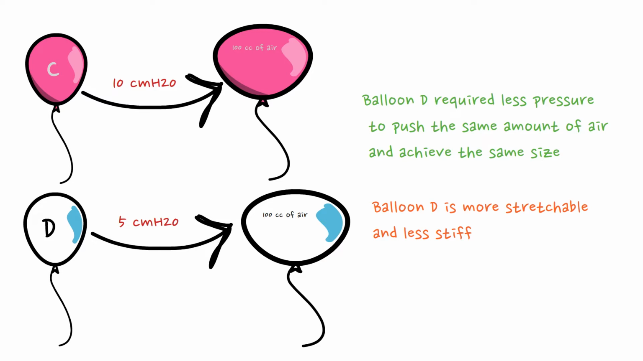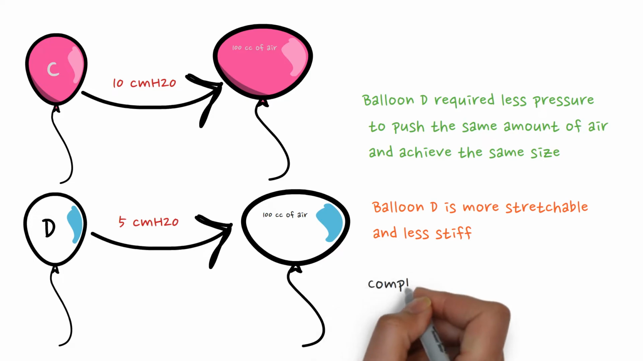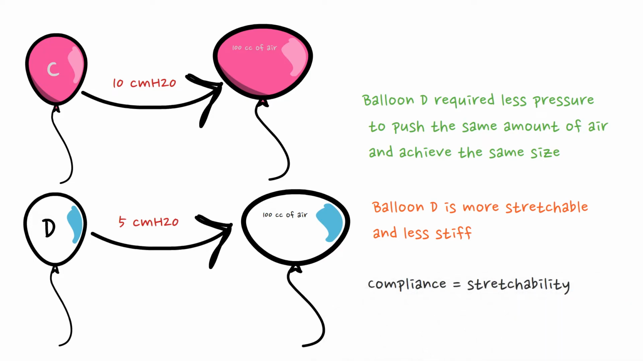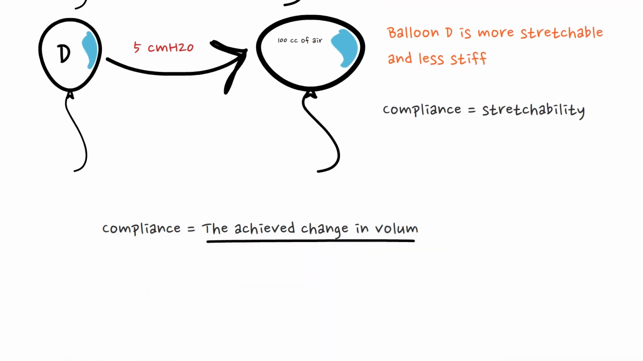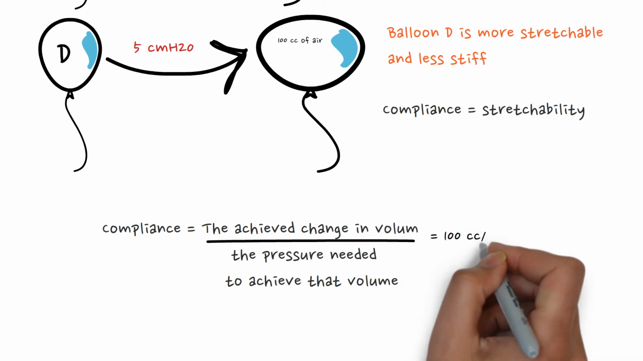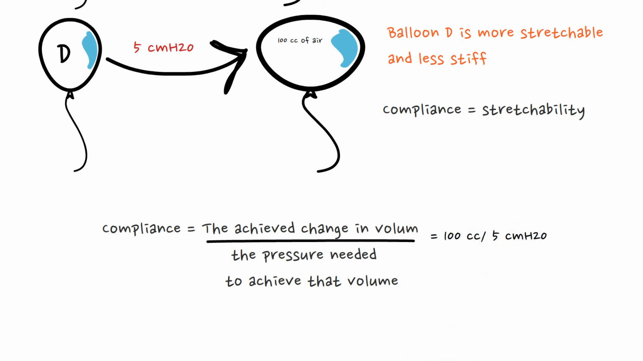The other name of stretchability that we're going to use in mechanical ventilation is called compliance. Compliance is the same as stretchability, which means how much pressure is required to achieve that change in volume. So in balloon D, for example, how much change in the volume we have and how much pressure needed for that. So the compliance or stretchability is equal to the change in volume divided by the pressure gradient, or how much pressure needed to drive that volume in.